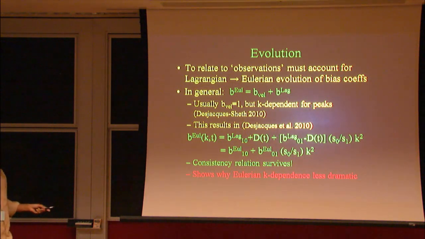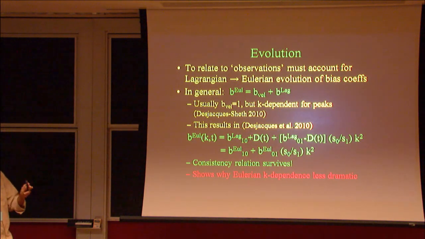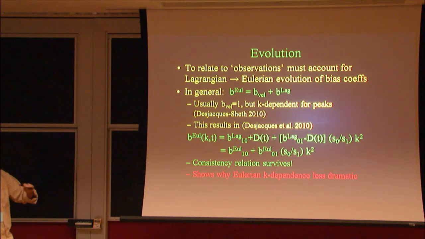Okay. The other thing to notice is that for this kind of model, as time goes on, the growth factor is becoming bigger. And so this bias factor is becoming, if it were positive, this bias factor is being reduced. And so the k dependence is being reduced as the system evolves. And so that's one reason why when you make measurements in Eulerian space, the k dependence is less of an issue. Yeah? It's going away in this kind of model. Okay.